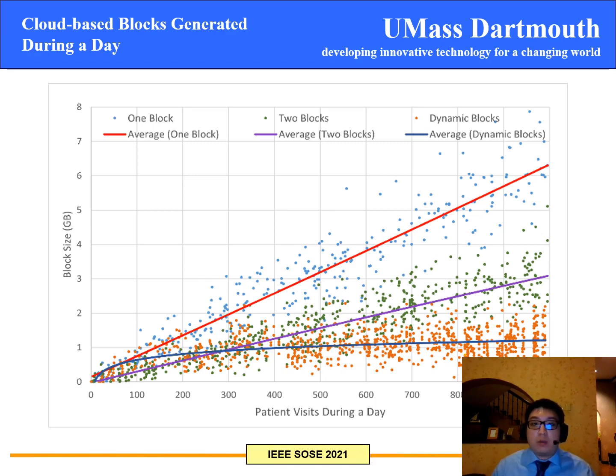From the figure, we can see that we are able to keep a consistent block size of around 1 gigabyte, with the cost of an increased number of blocks per day when the number of patient visits is high, as shown by the increased number of dots as the patient visits near 1,000. However, we argue that this is well worth the trade-off, as the cloud-based blocks become much easier to maintain in the clouds and to access by regular peers within the blockchain network when they are relatively manageable or small.